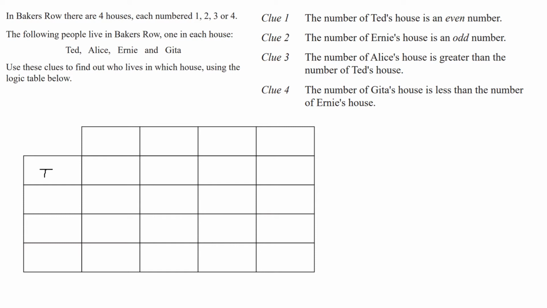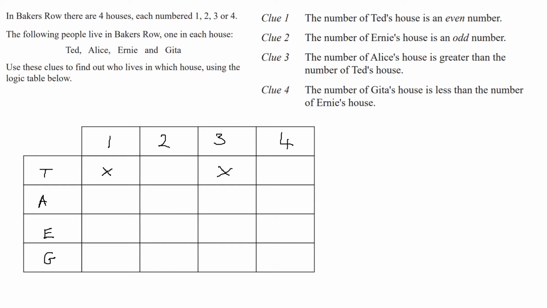So let's put Ted, Alice, Ernie and Geeta on the side, and along the top let's put our house numbers 1, 2, 3 and 4. And then I'm going to use the 4 clues to work out who lives in which house. So the number of Ted's house is an even number. So even numbers, I can divide them by 2. So Ted can't live in number 1 and he can't live in number 3.